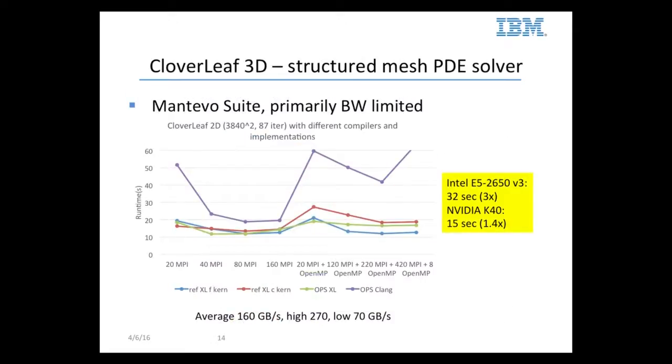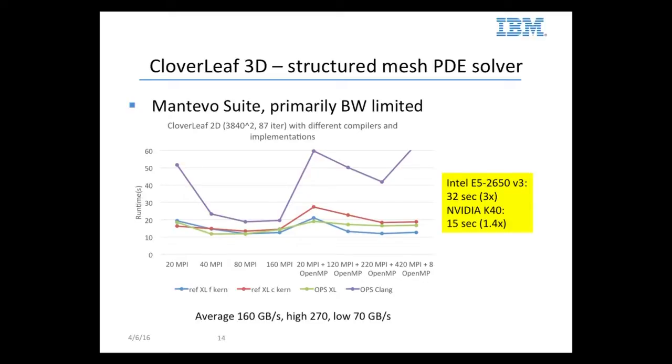Looking at another benchmark this time, this is a structured mesh partial differential equation solver. It's called Cloverleaf 3D. It's in the Mantivo suite. This is a primarily bandwidth limited application, and it consists of about 50 different finite difference like stencil computation loops. And here we also compare performance of pure MPI with MPI plus OpenMP. This is mostly in Fortran, actually.